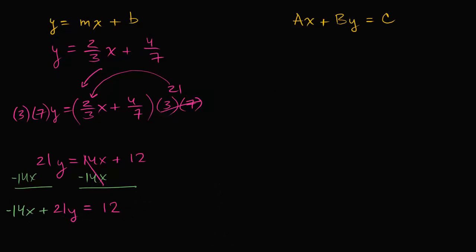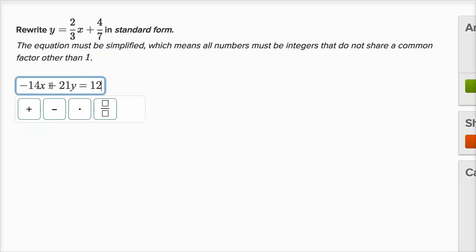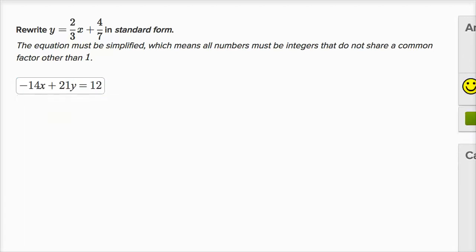So let me see if I can remember that and type that in. So it is negative 14x plus 21y is equal to 12. Let's see if I got it right. It worked out.